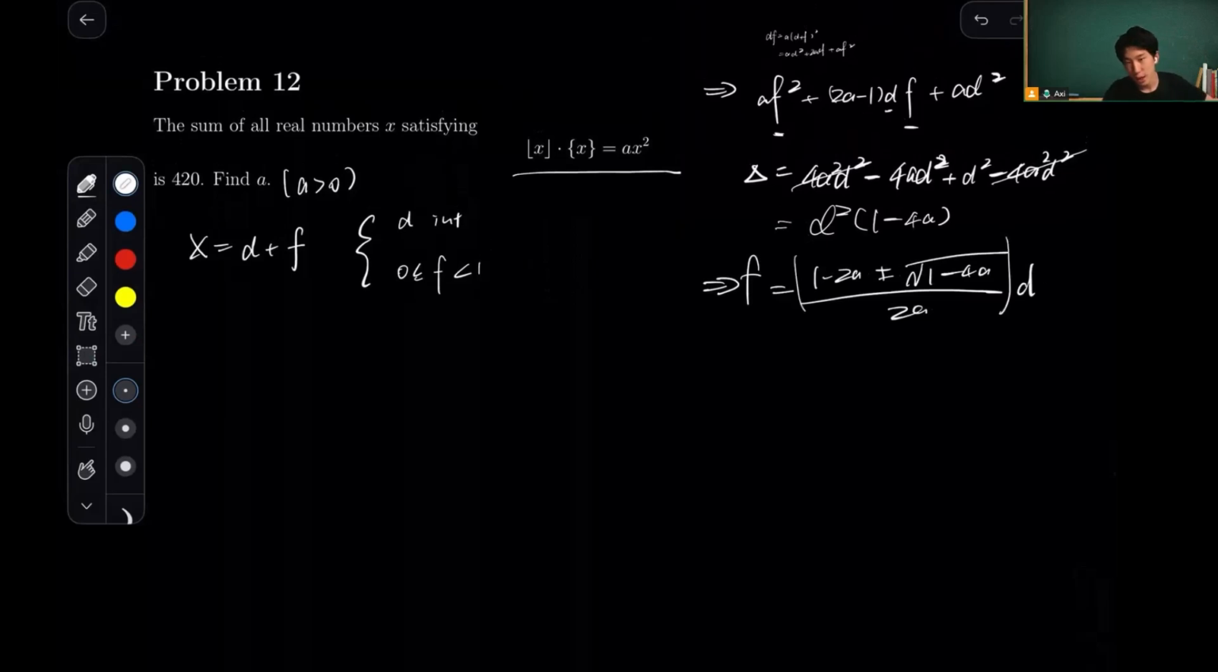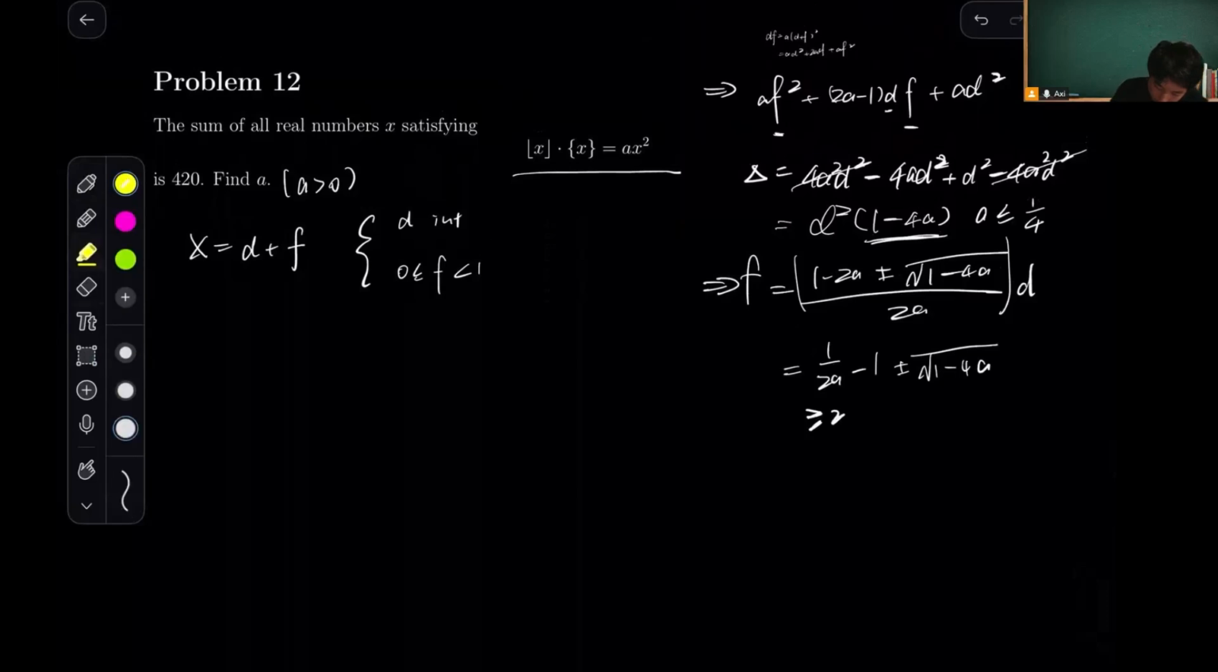Now it is high time we analyze which solution we want. First of all, since we have the square root of the discriminant, this implies that a is less than 1/4. Otherwise, there will be no solution. Since a is less than 1/4, we can then clearly conclude that this term is greater than 2. So just this section of the expression is already greater than 1. And we know f is less than 1, so we must take the negative sign. So we can remove the positive sign over here, and we only need the negative sign. This is our next conclusion.